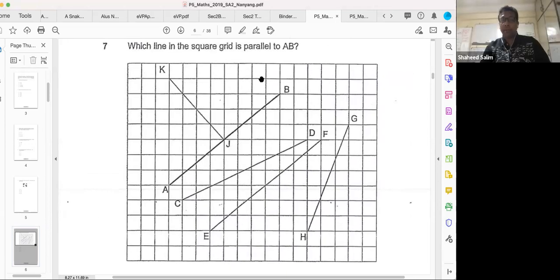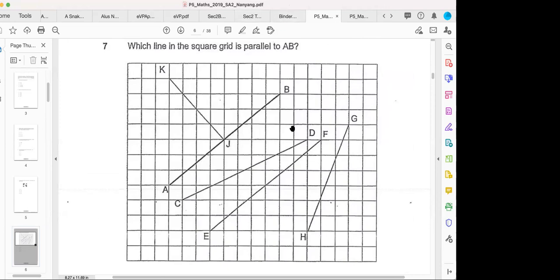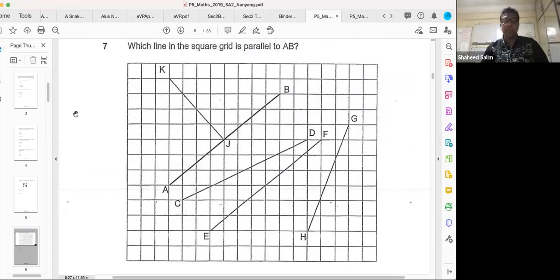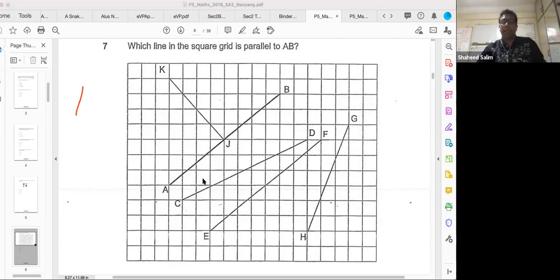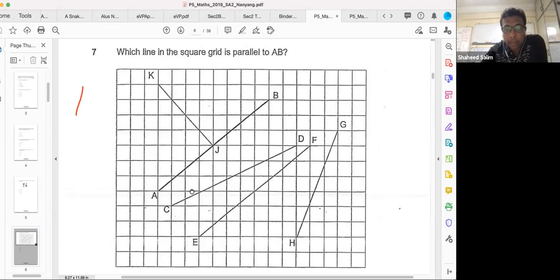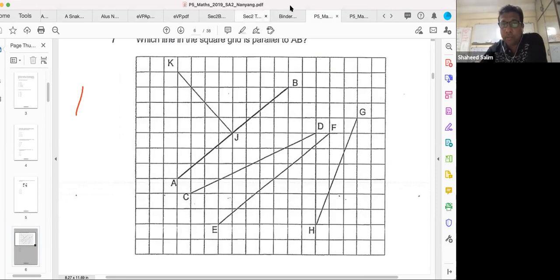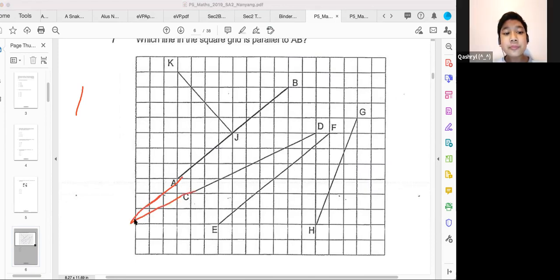Okay, let's say we want the line parallel to AB. Parallel means they cannot meet. So is it CD? Let us see now. This is AB, and CD, they meet. Look there, they meet. They meet means a happy ending. We don't want a happy ending.